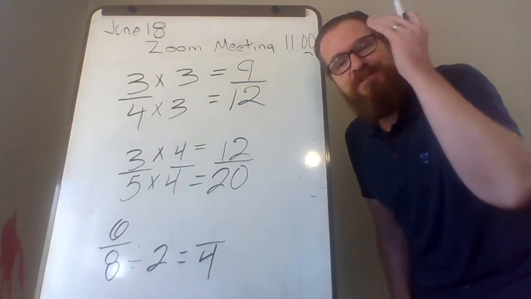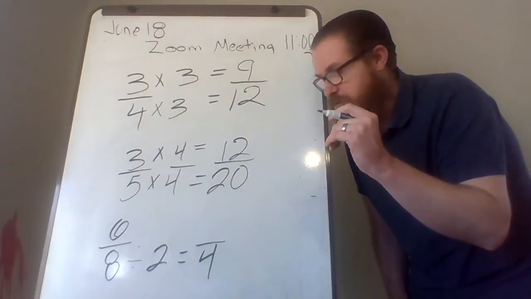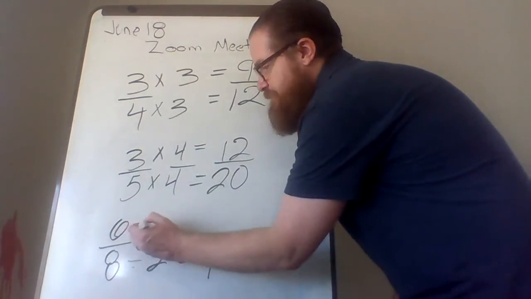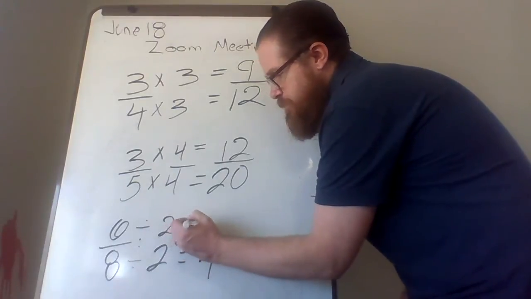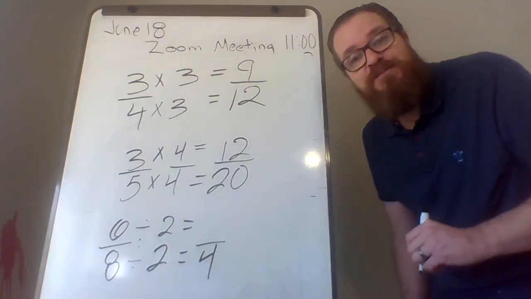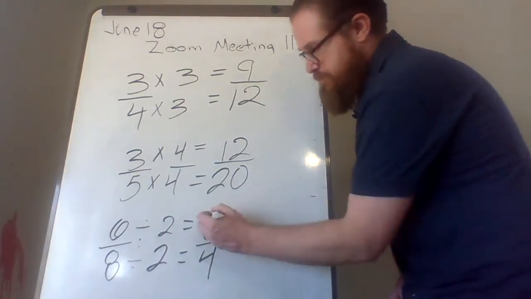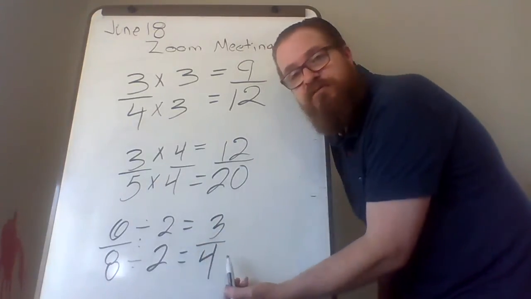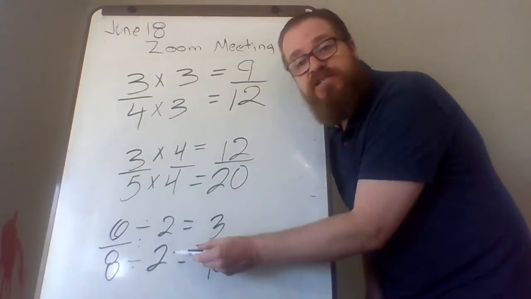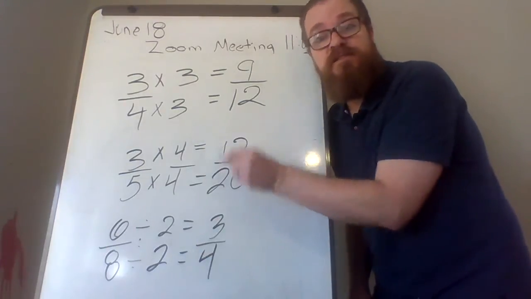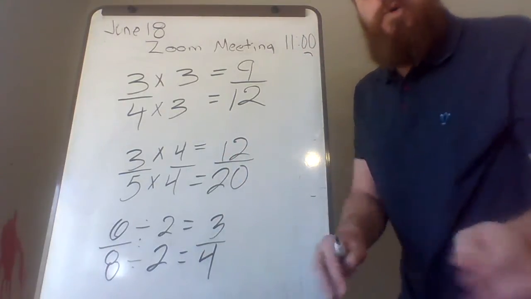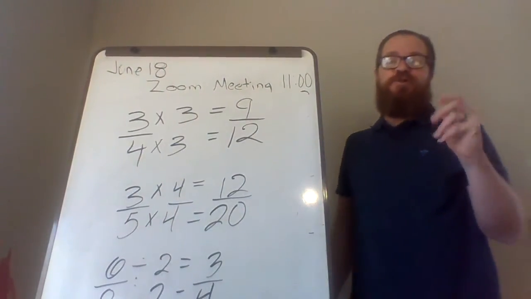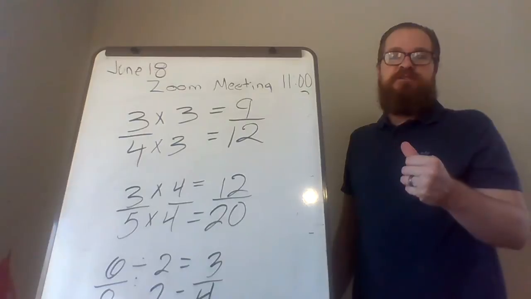Okay? Whatever I do to the denominator, I'm going to do to the numerator. So if I divided the denominator by 2, I have to divide the numerator by 2. What is 6 divided by 2? It is 3. So I can prove that 6/8 equals 3/4. Okay? So division and multiplication, right? Division and multiplication. No addition or subtraction for this, okay? Addition and subtraction is not going to work in this way for making equivalent fractions.